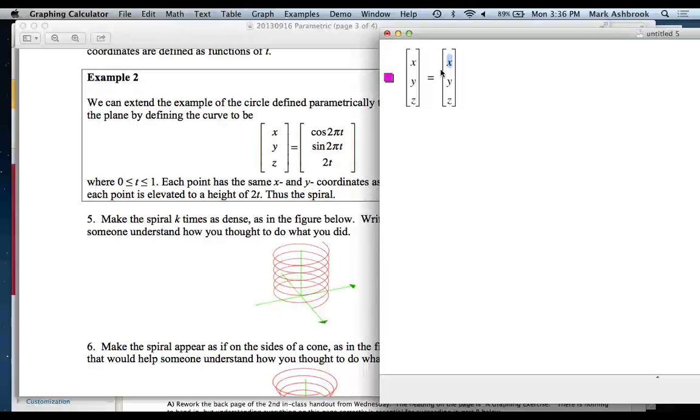Let's just put it in here. Cosine. We want to show this one, but we also want to be able to make it k times as dense. So what should I enter in here? Cosine of 2 pi k t. He wants 2 pi kt. And then if we want the original one, what will we do? We want the original spiral.